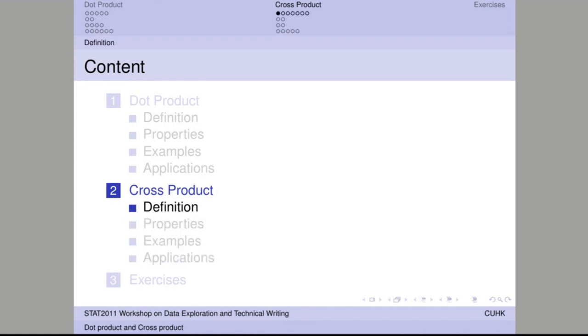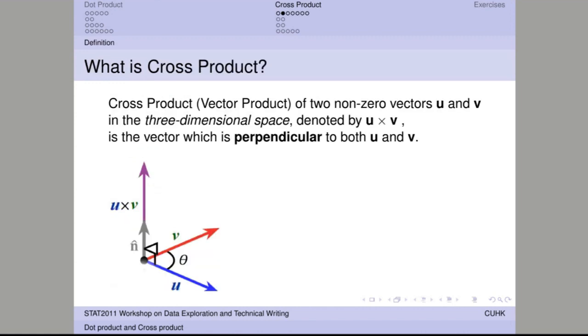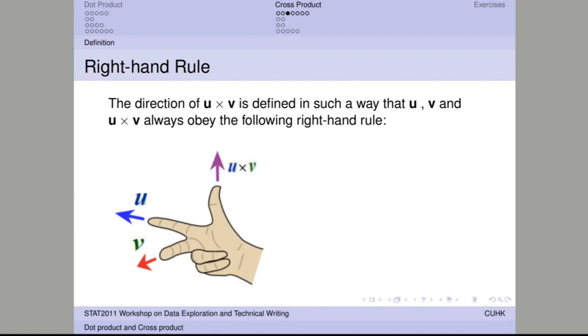Next, let's talk about the cross product. Suppose we have two non-zero vectors u and v in three-dimensional space. The cross product, or vector product, of u and v, denoted by u cross v, is the vector which is perpendicular to both vectors u and v. The direction of u cross v is defined by the right-hand rule. Vectors u, v, and u cross v always obey the directions as shown in the figure.